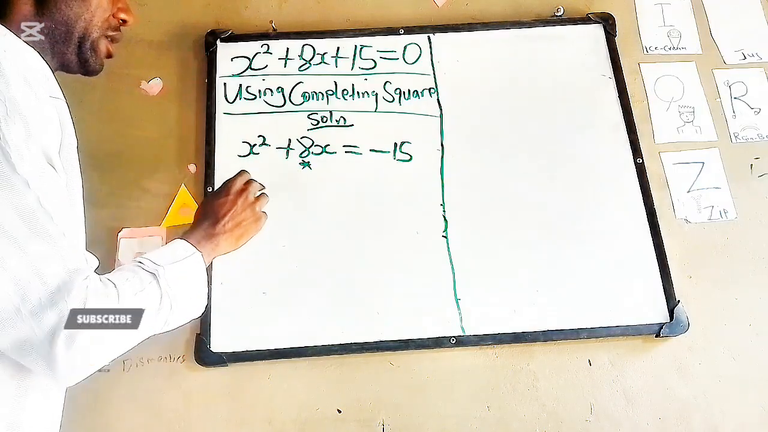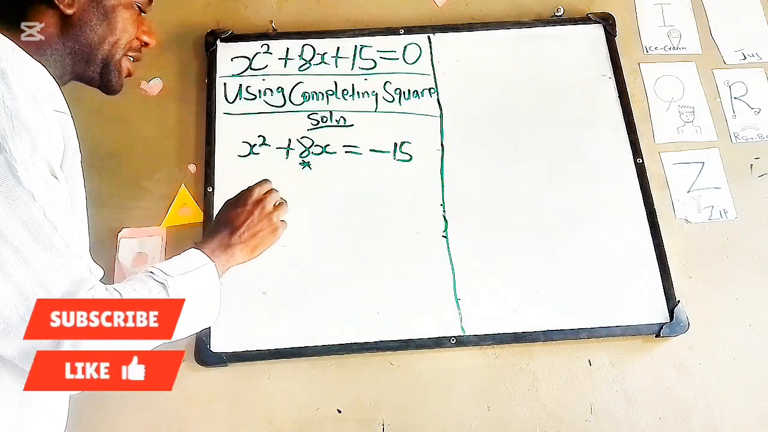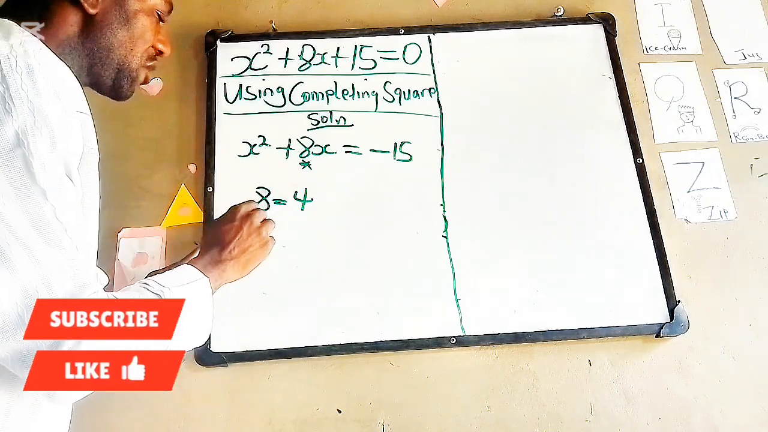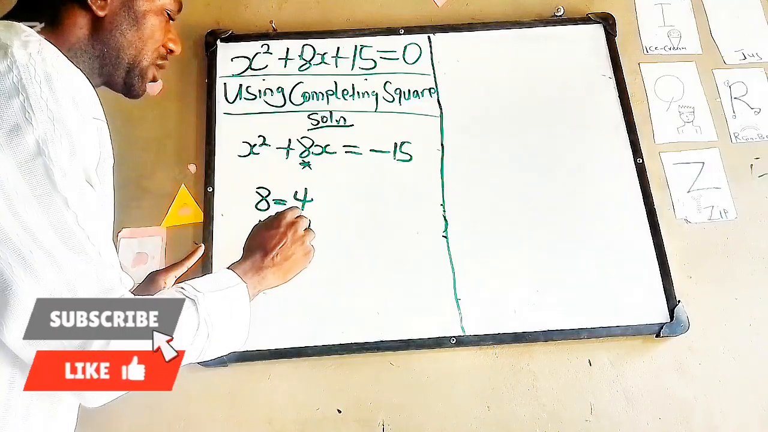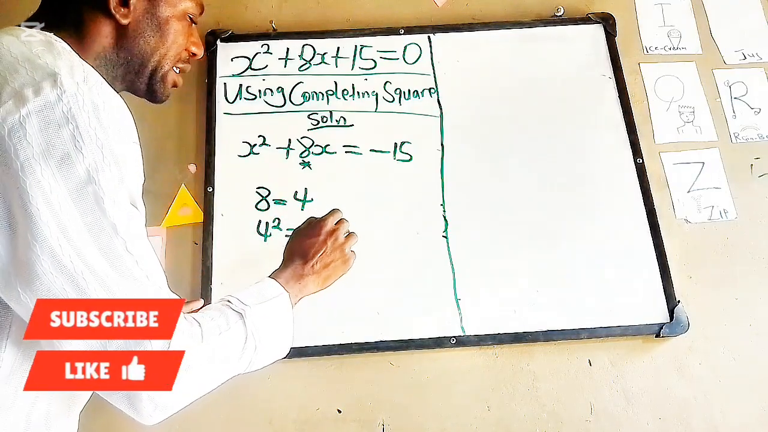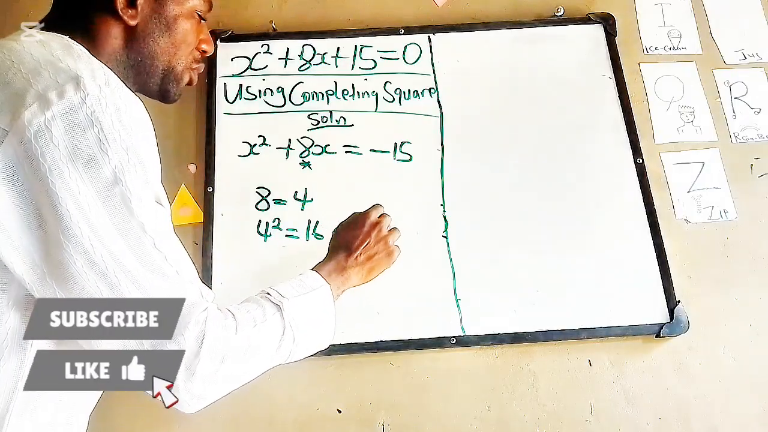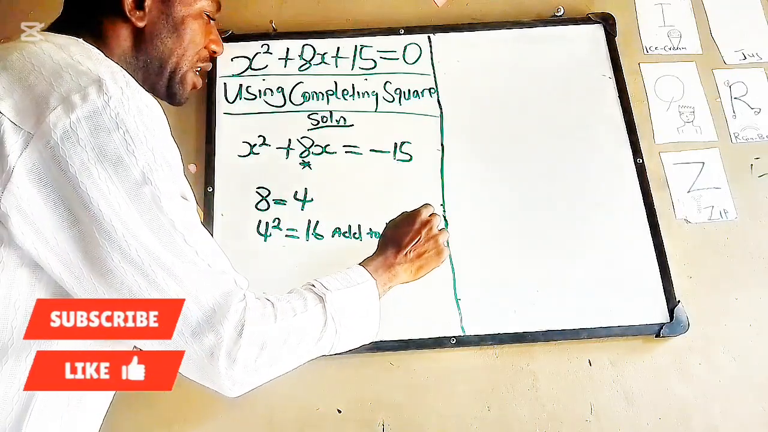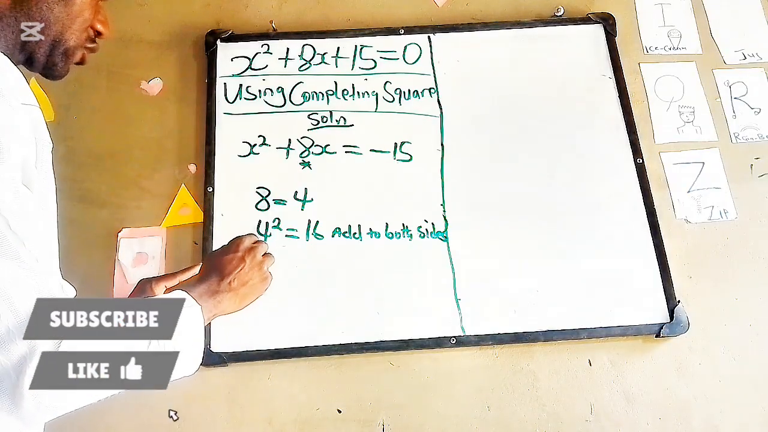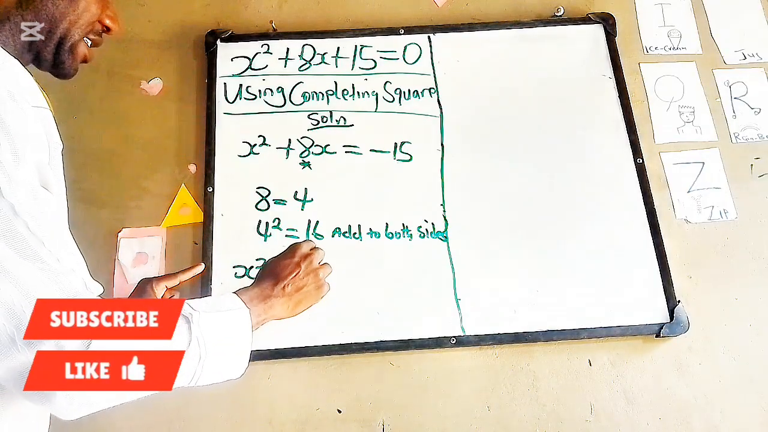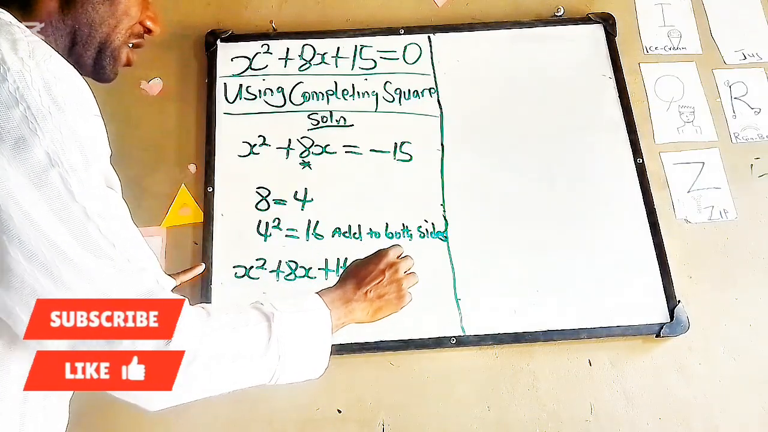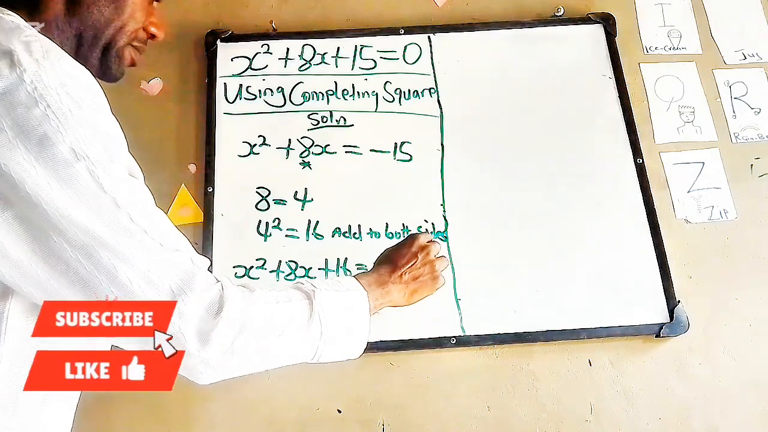8. Alright? 8. We need half of 8, which is what? 4. Half of 8 is 4. Then the square of half. We square the half, which is what? 16. Now we add 16 to both sides. Right? So now we have x squared plus 8x plus 16 equals minus 15 plus 16.